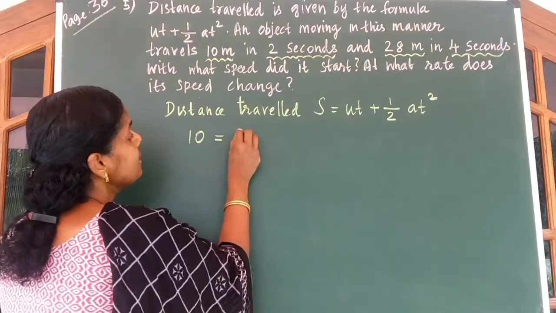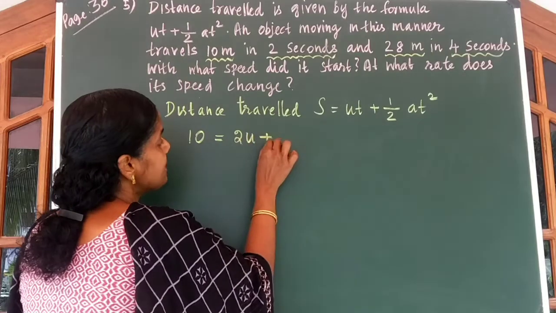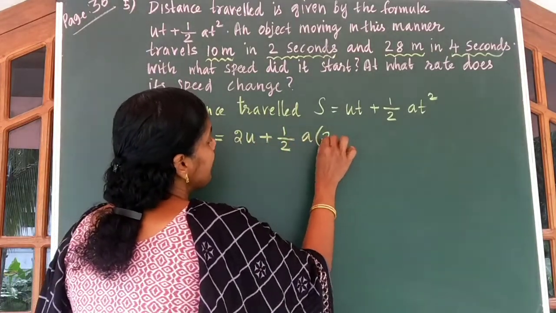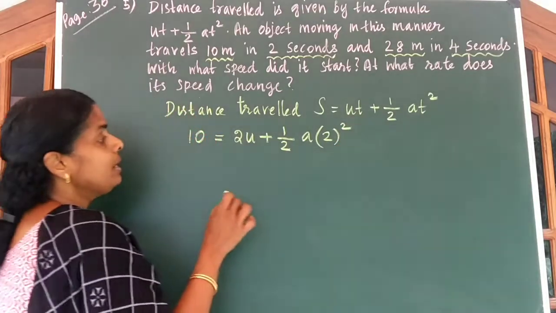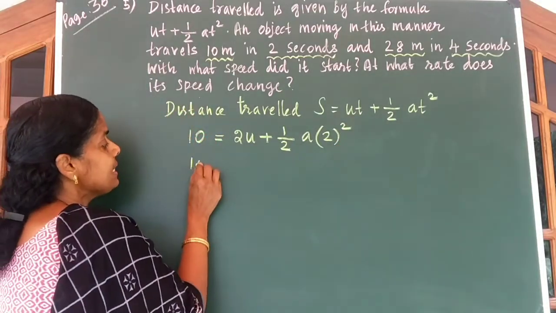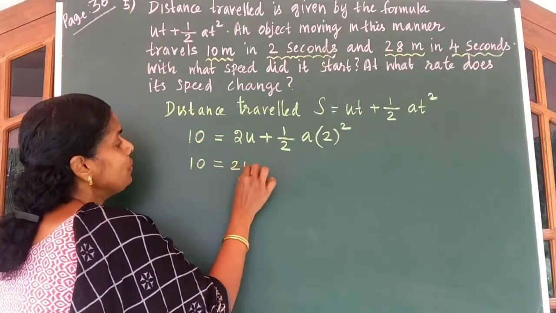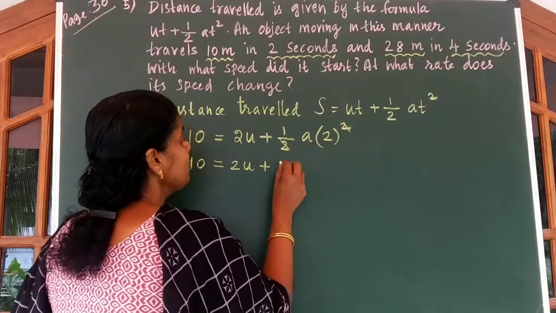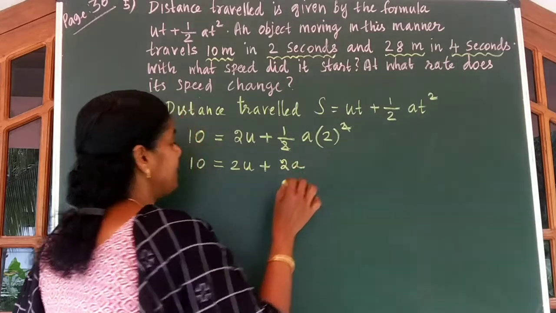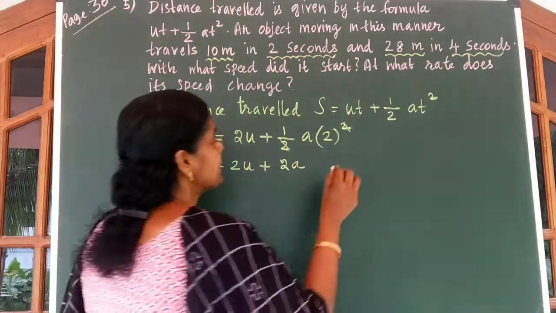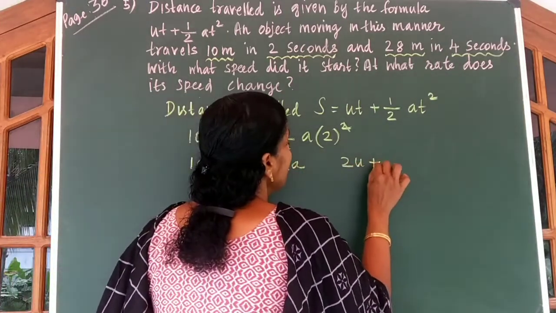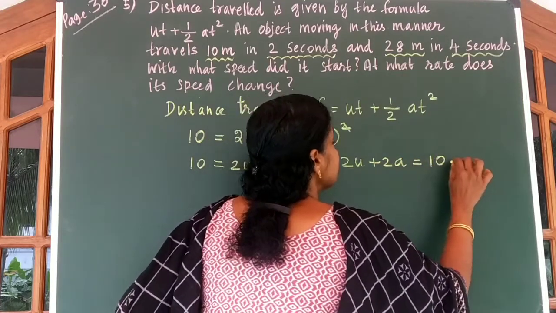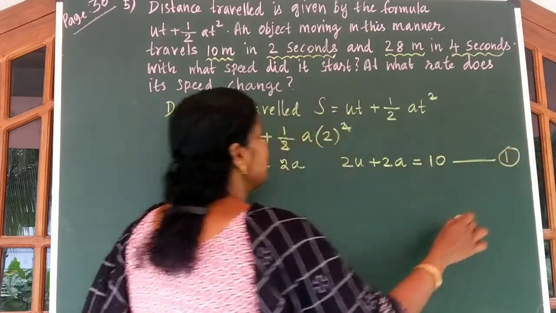So you get 2u plus half a t squared, which is 2 squared. From this we get 10 is equal to 2u plus 1/2 into a into 4, and the 1/2 cancels with the 2 of 4, so you get 2a. So our first equation is 2u plus 2a is equal to 10. This is our first equation.